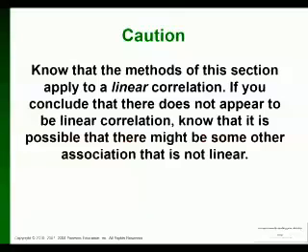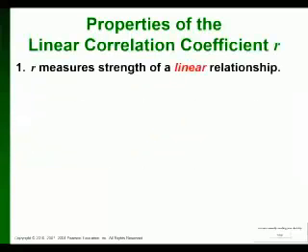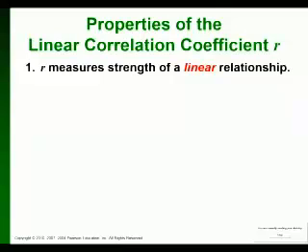Again, everything we talk about today is applicable only to linear correlations. There are correlations that aren't linear. We don't have time to cover them. Properties of the linear correlation coefficient are, make sure you understand what R measures. It measures the strength of a linear relationship. Make sure you understand that R is always going to be between -1 and +1. And the closer to either of those extremes, the stronger the linear relationship. The closer to 0 an R value is, the less of a linear relationship there is.